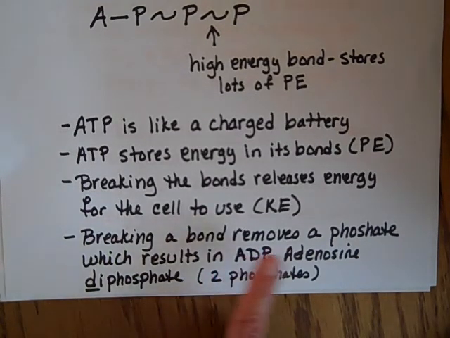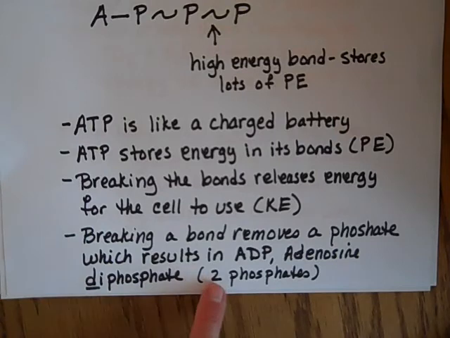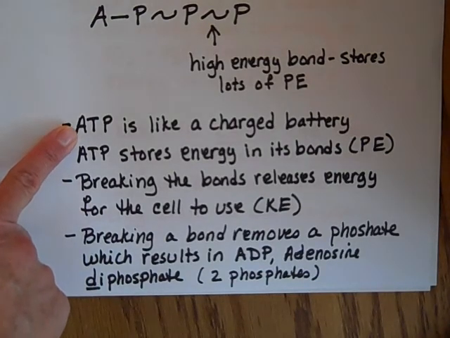Breaking the bond removes a phosphate, which results in ADP, adenosine diphosphate. Di means 2. So ADP is kind of like a battery that's low and needs to be recharged. Think about your cell phone. Probably most of us plug our cell phones in at night and they charge overnight. So when we get up in the morning, we have a fully charged battery on our phone.